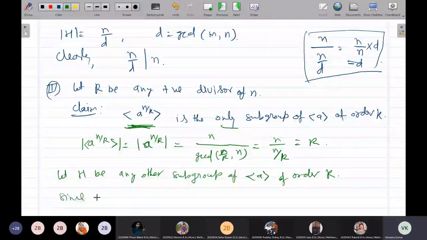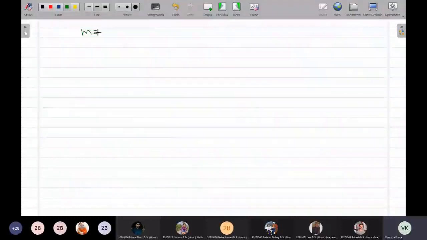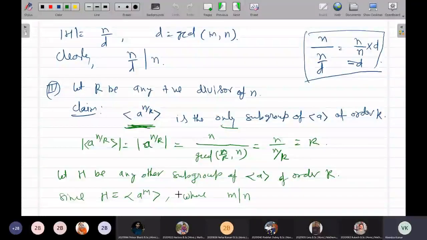So since H is a subgroup of a cyclic group, it should be generated by a to the power m, where a is the generator of the original group, where m divides n. Fine. Okay, m divides n. So let us see further. So m equals the greatest common divisor. We write this because m divides n. The last theorem said that the order of a subgroup divides the order of the group, right? That is what we were doing. Fine. So that is why we write here m divides n.